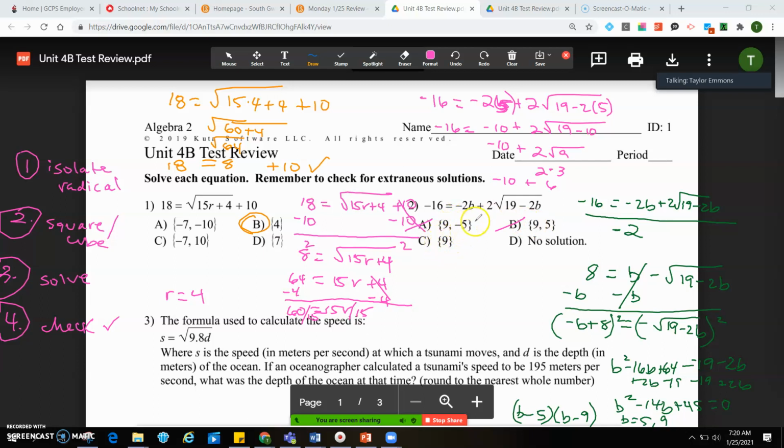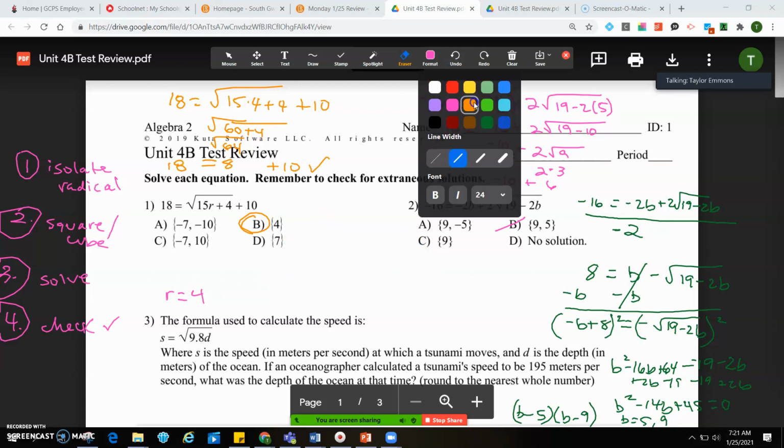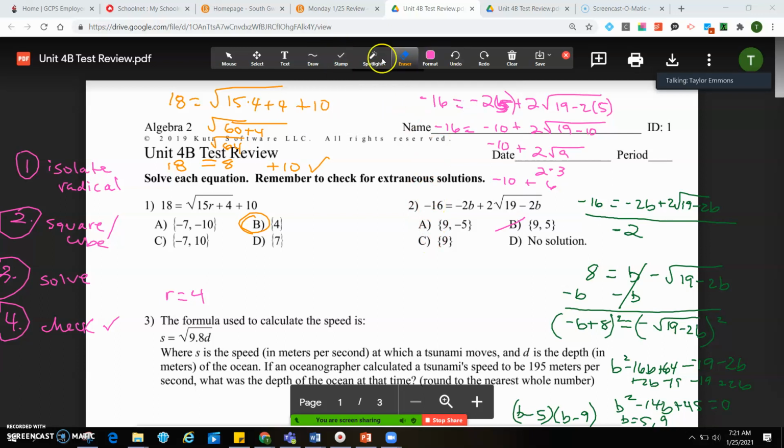So now we're going to take 9 and plug it in. It has to work for both of them. It can't just work for one. Okay, so I'm going to plug in 9 into the original function to check my work.